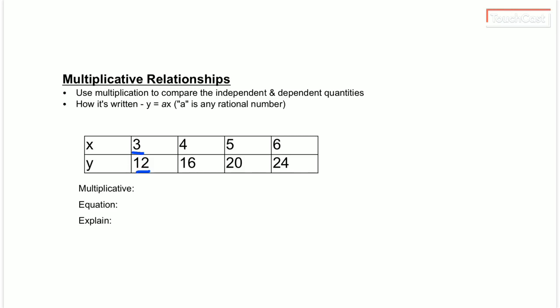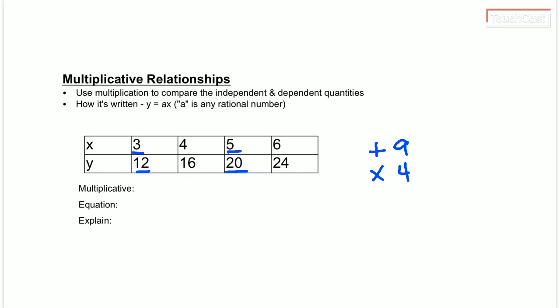There are two ways. We could add 9, or we could multiply by 4. To check to see which one of those works, we have to look at the next set of numbers, or any other set of numbers for that matter, in the table. So let's take a look at 5 and 20, just for argument's sake.